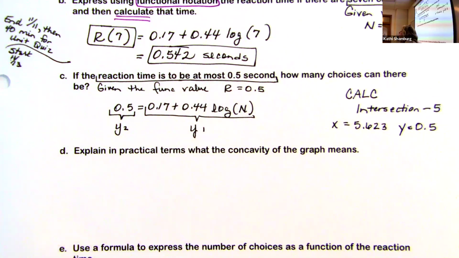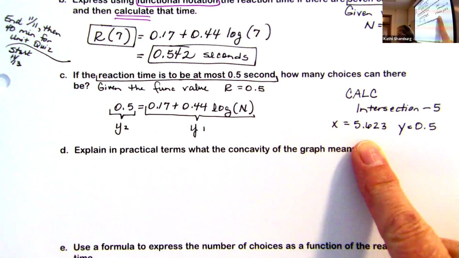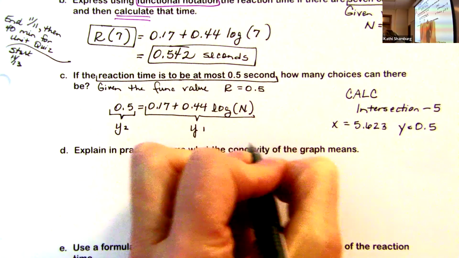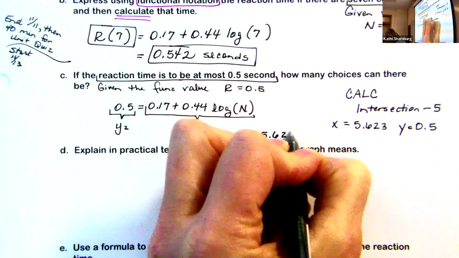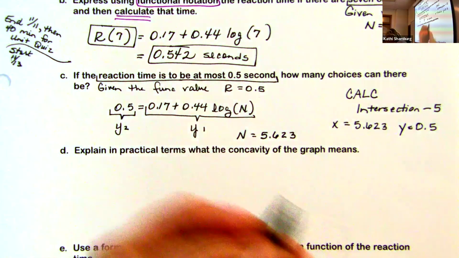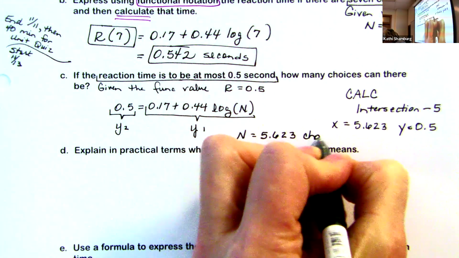So we've done all the work, but what's my answer? 5.62. And what do I label it? Because it's not X in our original equation. N. It's N because this is your variable, right? So N equals 5.623. And at the top of the page, we labeled what variable was, which is what? Number. Yeah, so it's 5.623 choices.